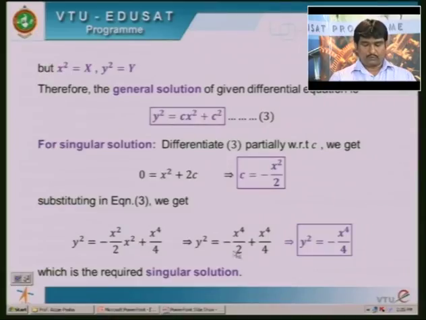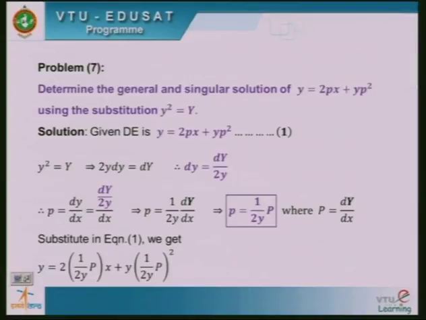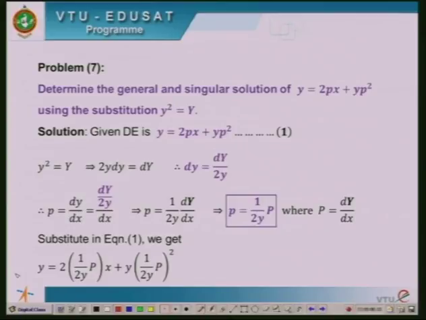Problem number 7. Determine the general and singular solution of y equals 2px plus y p square using the substitution y square equals capital Y. So in this case I am not changing the independent variable, I am just changing the dependent variable. The given differential equation is y equals 2px plus y p square.